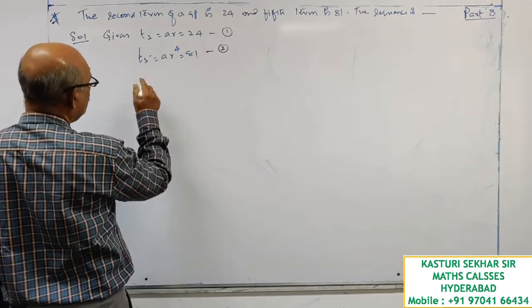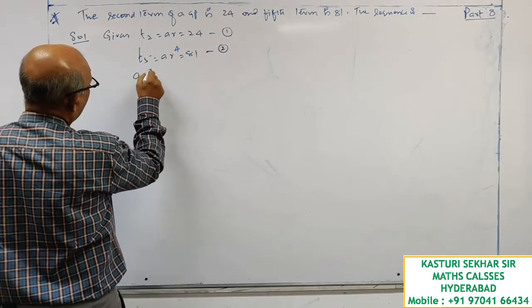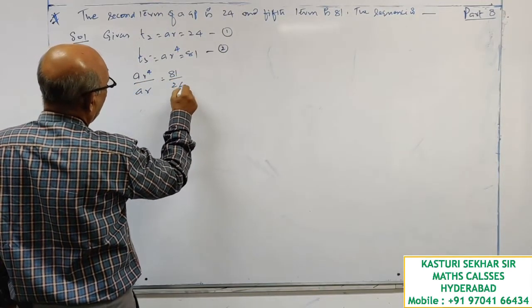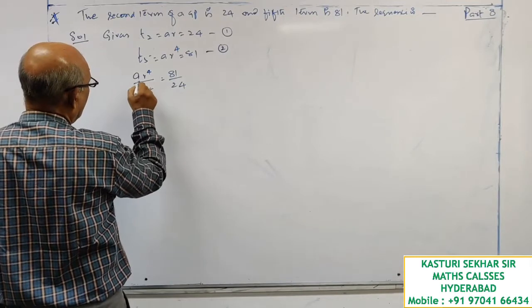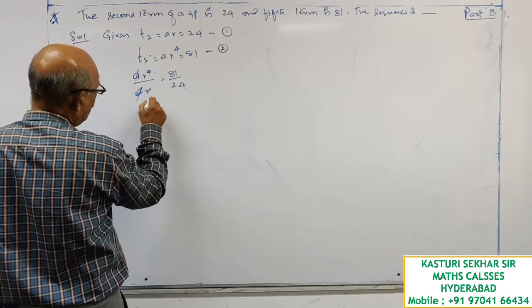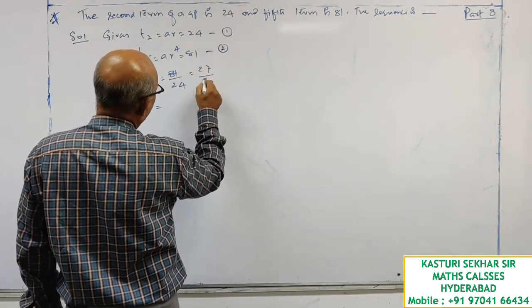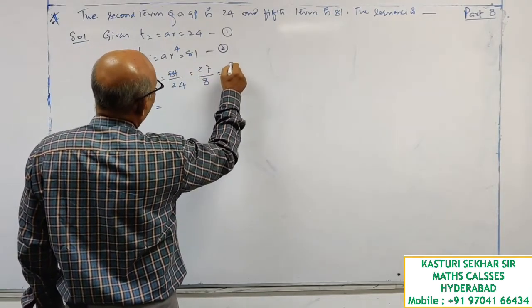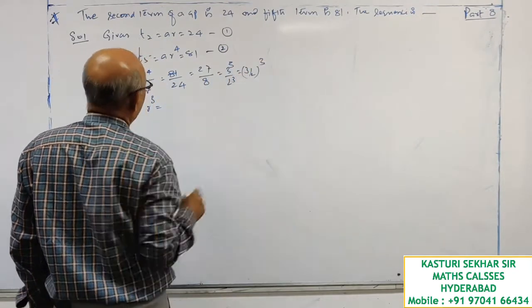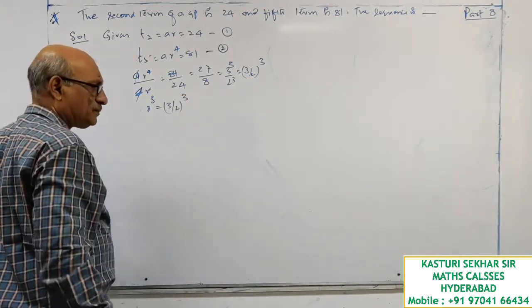Equation number 2 divided by equation 1: AR to the power of 4 divided by AR is 81 divided by 24. A and A cancel. R cubed is 81 divided by 24. 3 will go 27 times, 3 will go 8 times. So 3 cube by 2 cube, which is 3 by 2 whole power 3.